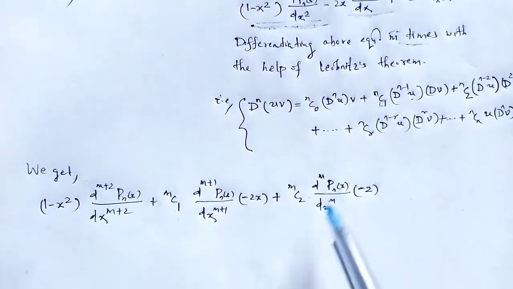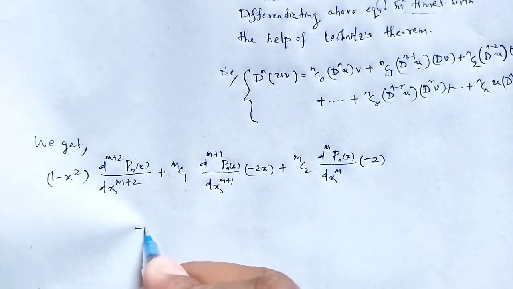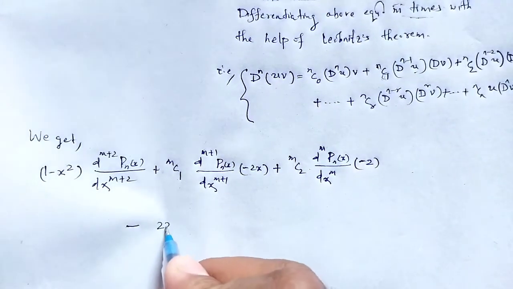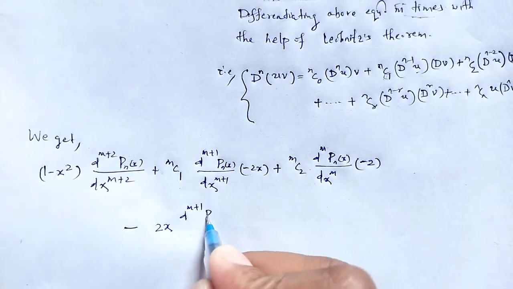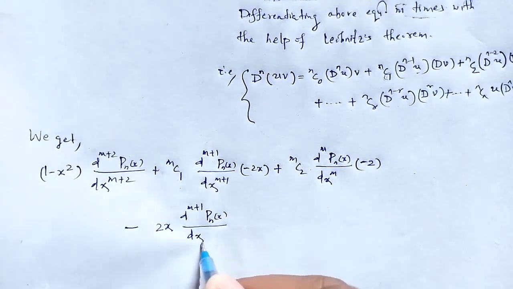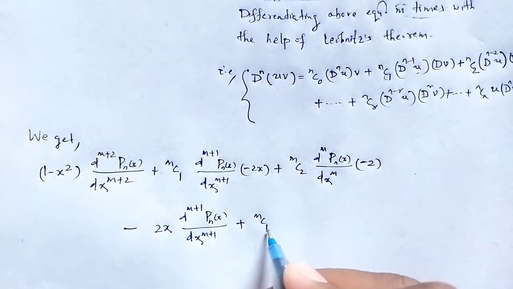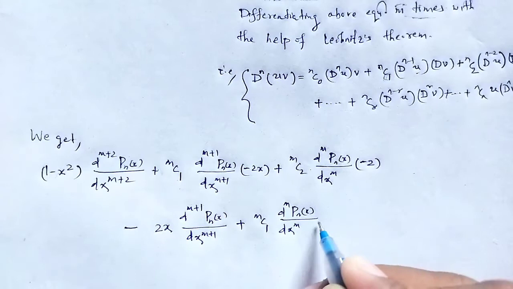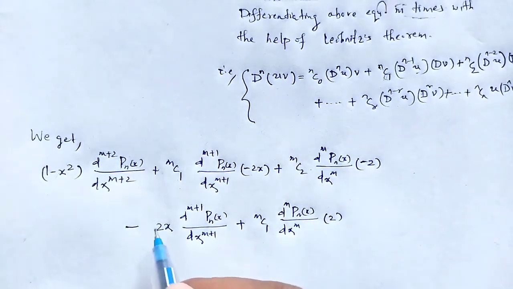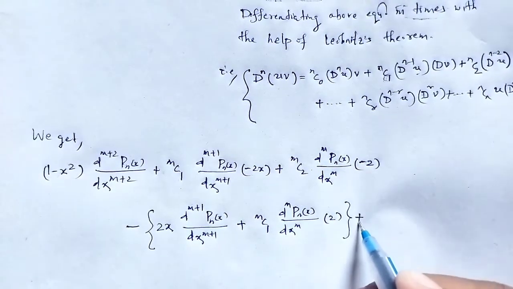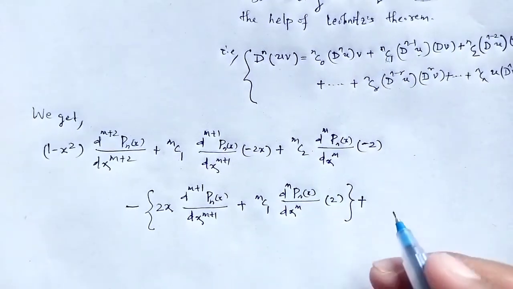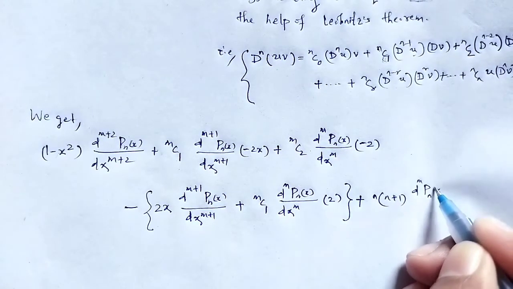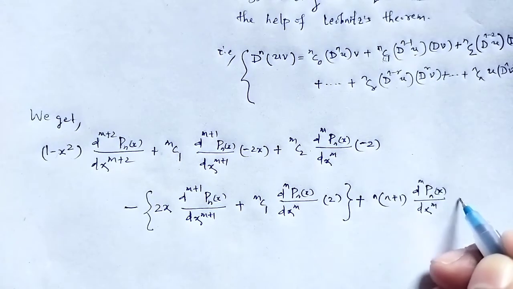Next, the second term, that is minus of the second term 2x d^(m+1)Pn(x)/dx^(m+1) plus mC1 d^m Pn(x)/dx^m into 1. Plus then the last term, n(n+1) d^m Pn(x)/dx^m is equal to 0.